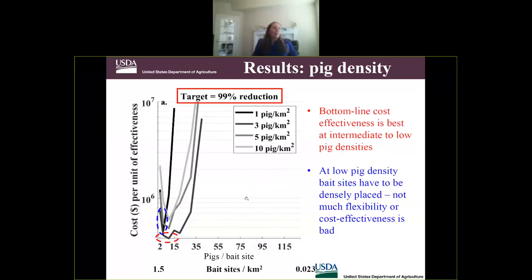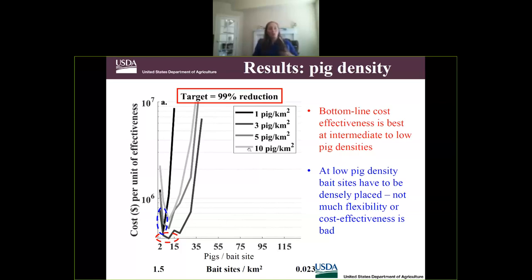And then this shows you the results as a function of pig density. So here we have the same x-axis, and we're still looking at cost per unit of effectiveness. But each of these lines is for a different starting pig density. And in this particular case, we're targeting near elimination, 99% reduction. And so what you can see here is that the bottom line cost effectiveness is best at intermediate to low pig density. So if you're going to use just a toxicant for near elimination, you're going to be most cost effective at intermediate pig densities.